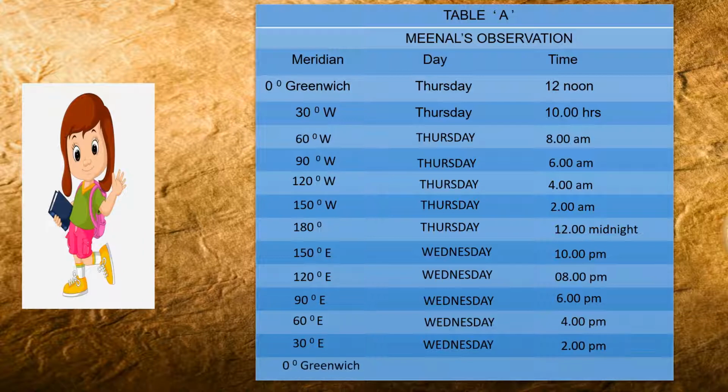Again, she came back to the 0 degree Greenwich meridian, that is on Wednesday, and again 2 hour differences are there. So here she will enter at 0 degree Greenwich meridian at 12 o'clock in the afternoon. So students, in the next module, we will learn about Sunil's journey.